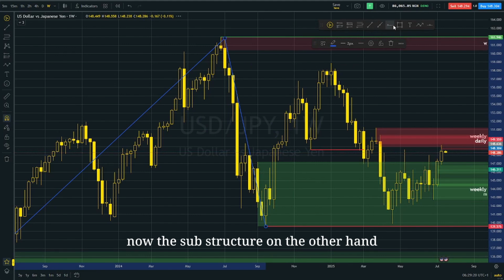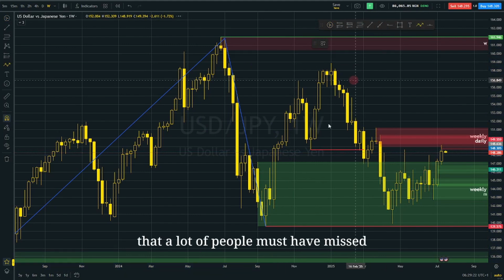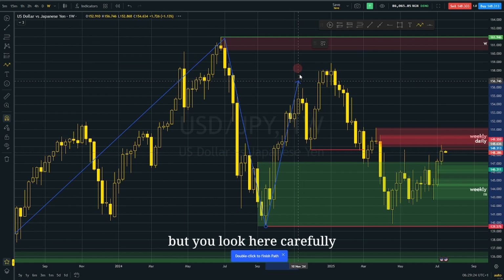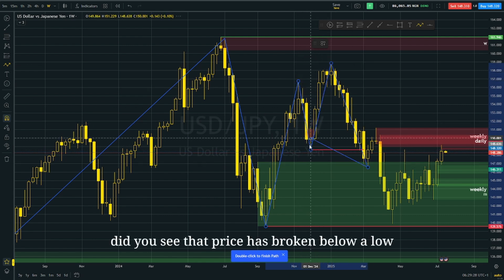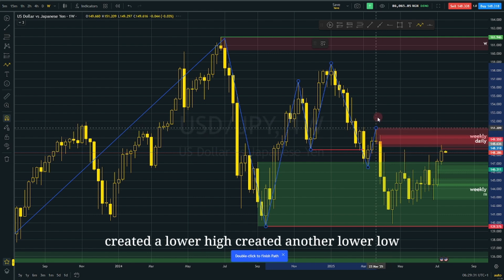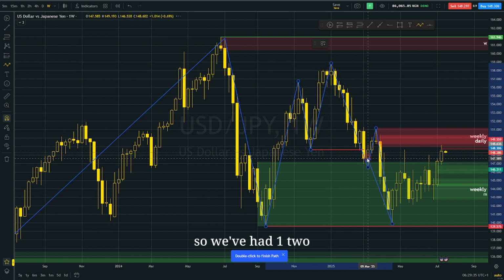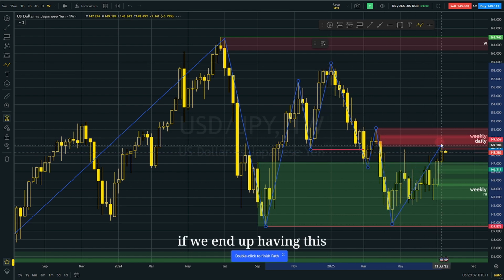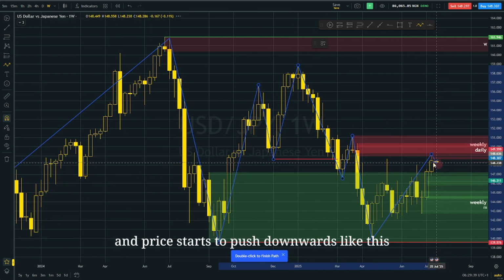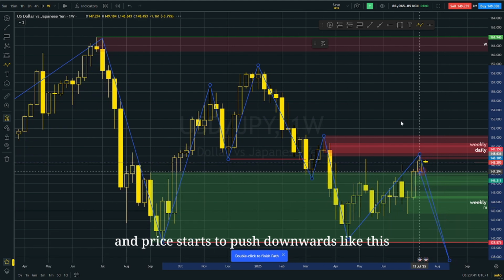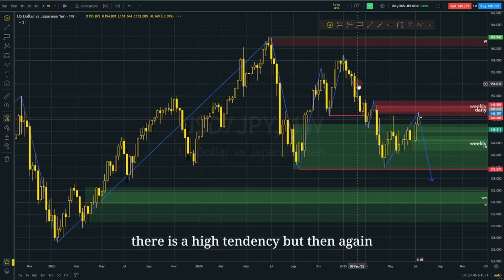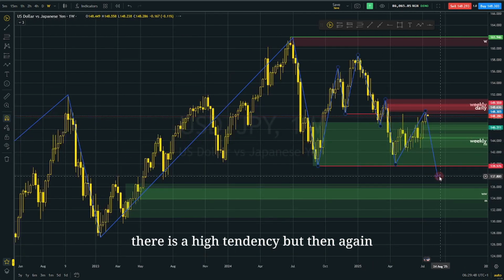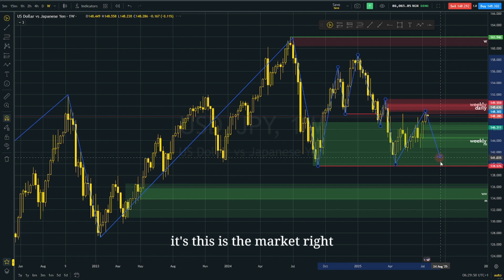Now the substructure, on the other hand, I want to show you something that a lot of people must have missed. Look here carefully. You see that price has broken below a low, created a lower high, created another lower low. So we've had 1, 2, 3, 4. Now if we end up having this and price starts to push downwards like this, there's a high tendency this is what we're going to see next. There is a high tendency, but then again, this is the market, right?